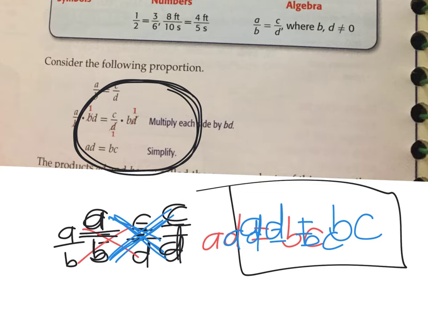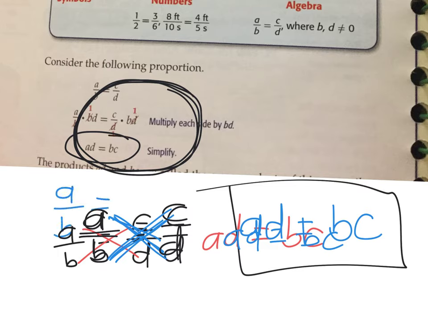Now that's good because it's always true. So what we can gather from this is a shortcut, a way we can solve proportions. Does anybody remember what that shortcut is? When you have proportions, when you have fractions equal to fractions. No? Okay, well, here we go.